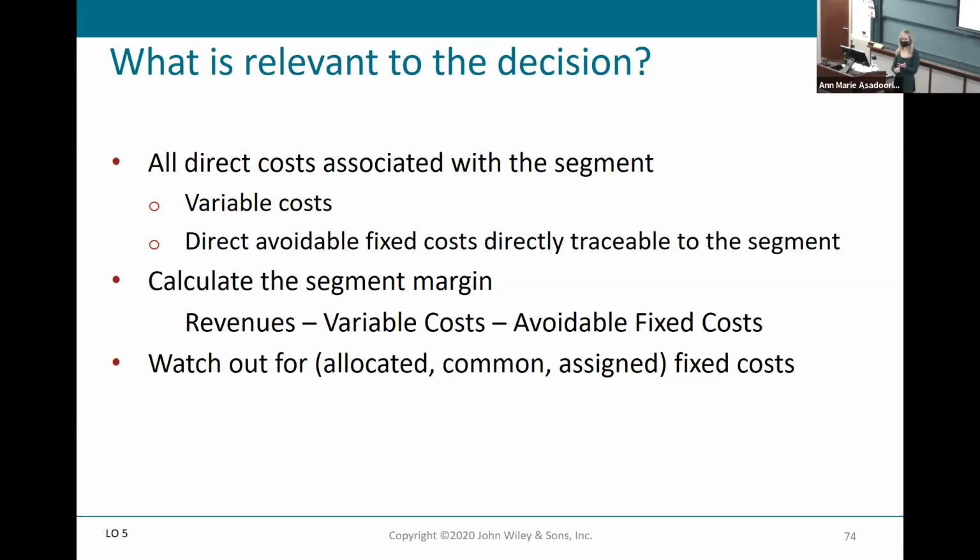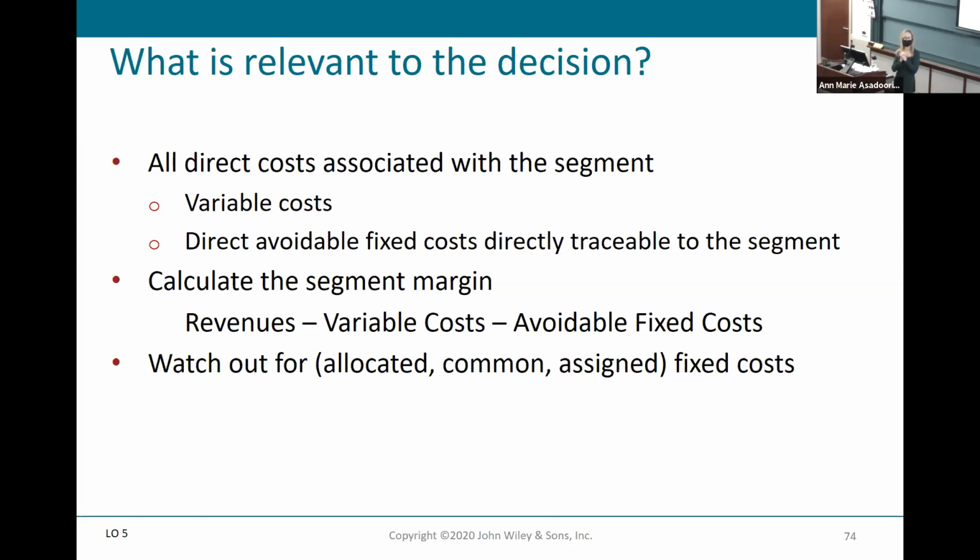So allocated means that the accounting department has taken a common fixed expense and allocated it by some arbitrary method, right? Common, assigned, those are all terms or keys for you. Those little red flags saying that that cost has been allocated by the accounting department and isn't caused by that segment. You're going to want to pull it out.